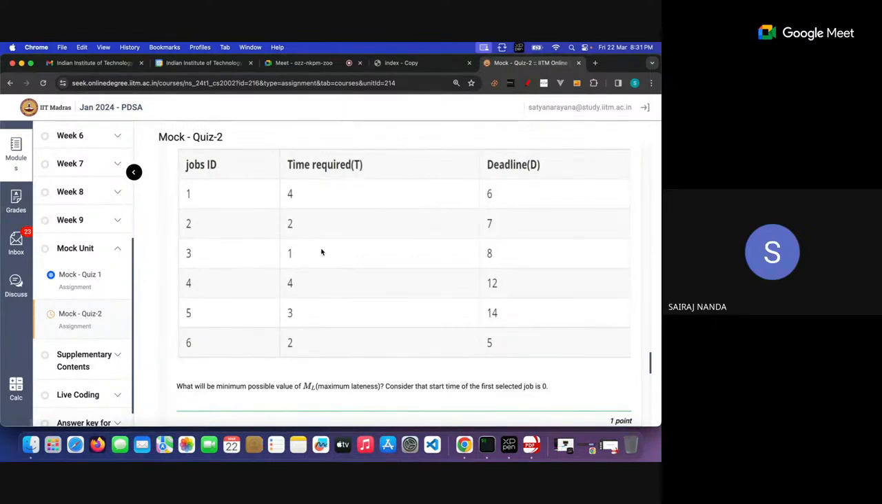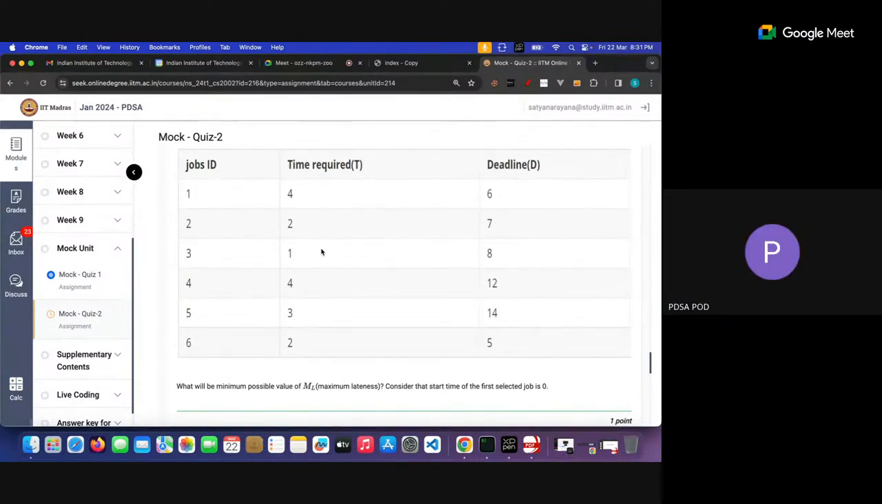Sir, we can select the job which requires less time to finish. You're trying to say the time required is less? Yes. Or can we go with the one that has the earliest deadline? Let's try the two things: based on time required, and based on deadline also. Let's sort based on the time required, and let's also sort based on deadline. Is it okay? Yes, sir.